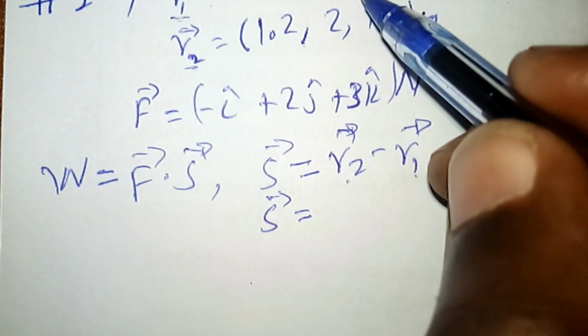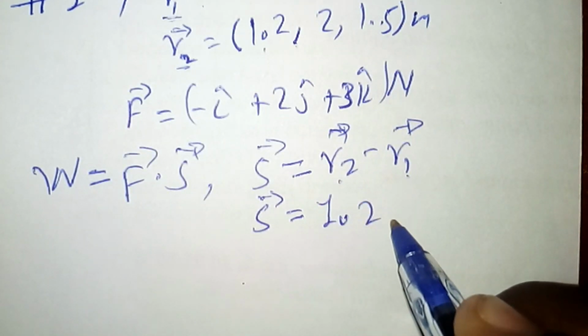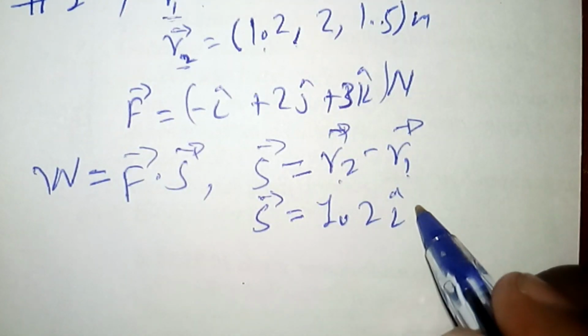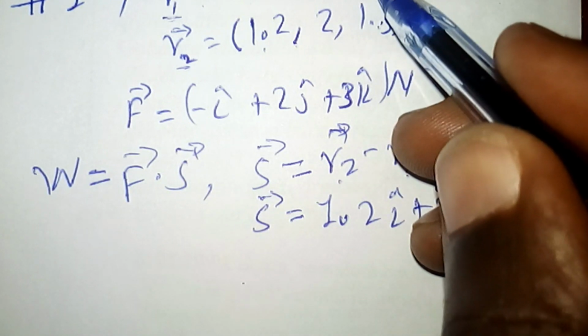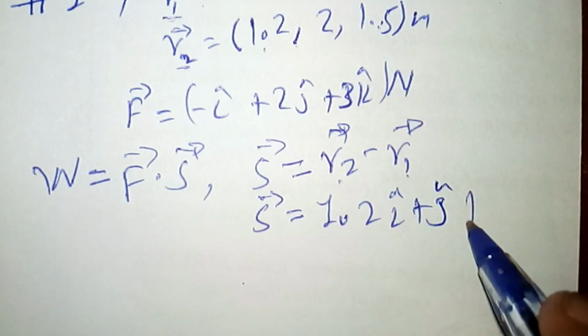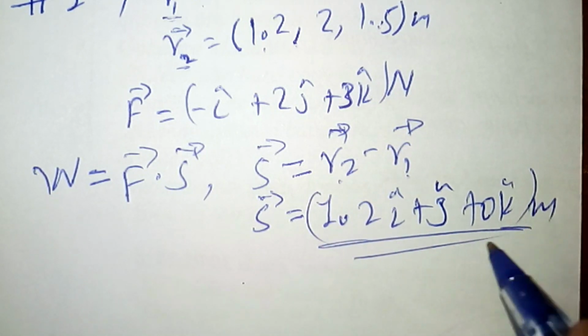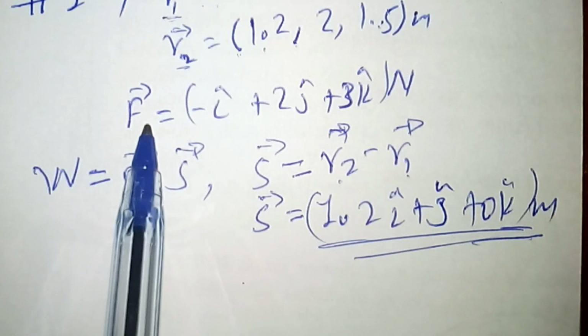That means we have 1.2 minus 0, which is 1.2 along i, and 2 minus 1, which is plus 1 j, and 1.5 minus 1.5, which gives us 0 k. So this is the displacement traveled by the object from this position to this position by the force F.